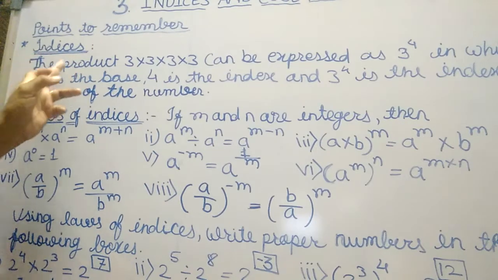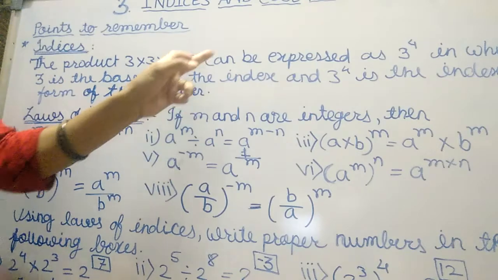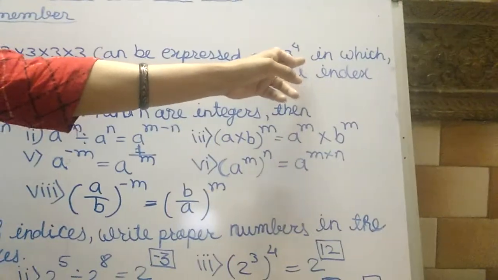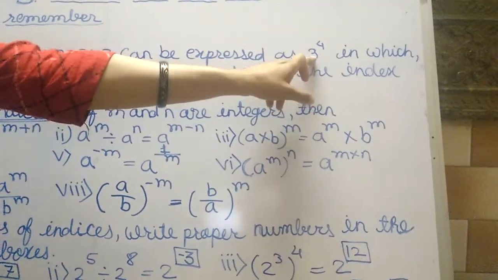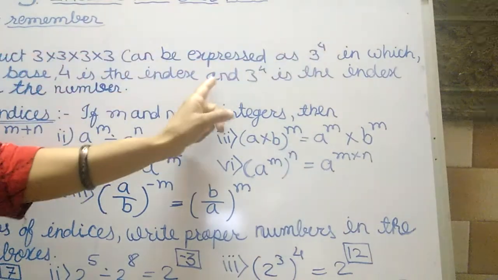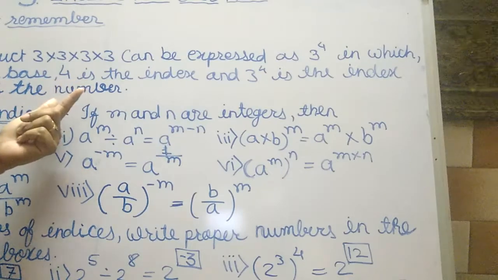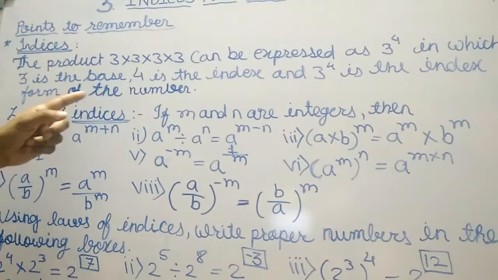First, indices. The product of 3 into 3 into 3 into 3 can be expressed as 3 to the power 4, in which 3 is the base. Here 3 is the base and 4 is its index. So 3 to the power 4 is the index form of the number.